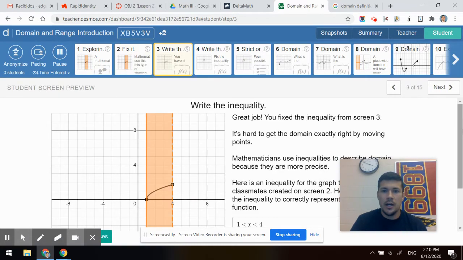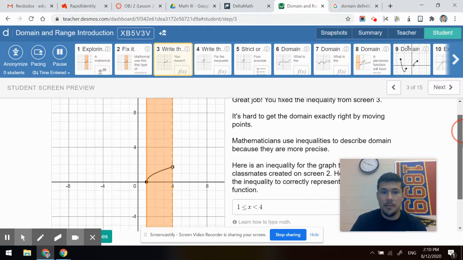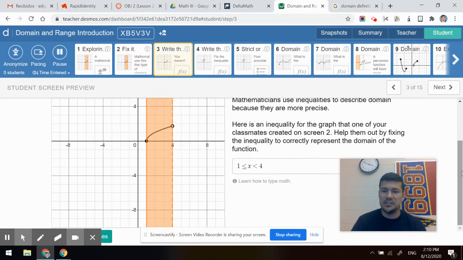All right. Now it says I fixed the inequality from screen 3. And it says mathematicians use inequalities to describe domain because it's more precise. So we need to have a numerical way of writing this. And it says here's the inequality that one of your classmates filled in. Well, this one is pre-populated for me, but it says 1 is less than or equal to x is less than 4. All right, and that's what we have.